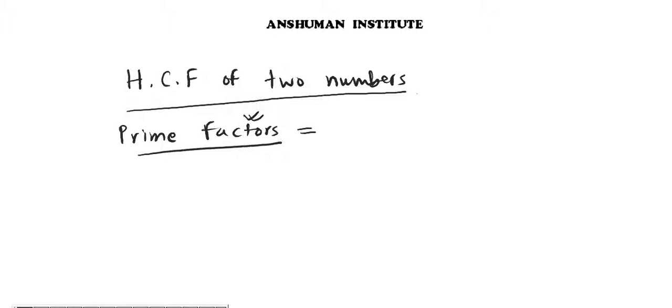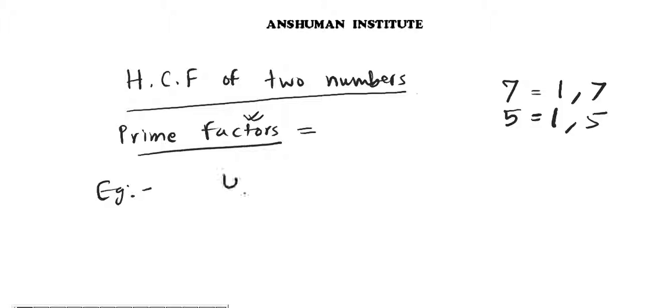So prime numbers are the numbers which are divisible by 1 and their own number. So suppose 7 is divisible by 1 or 7, so this is a prime number. 5 is a prime number, divisible by 1 and 5. So for prime factors of two numbers, suppose we have a problem which is find the HCF of 42 and 70. So first we will factorize these two numbers separately.